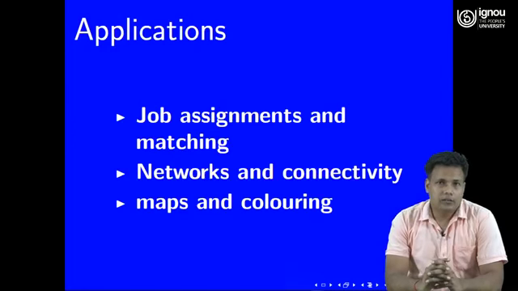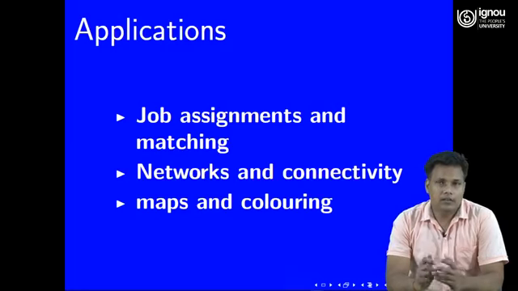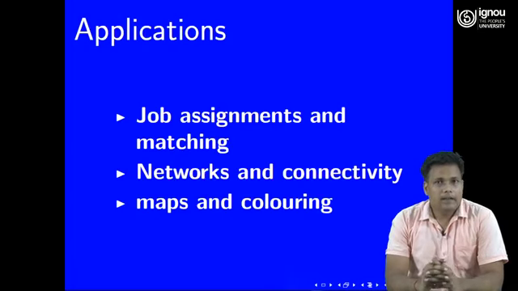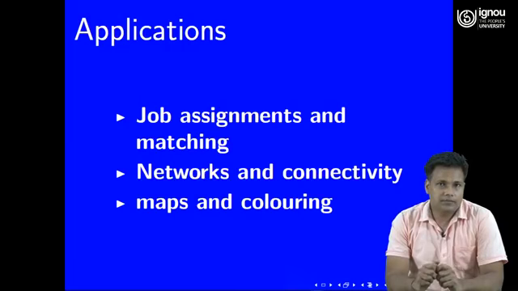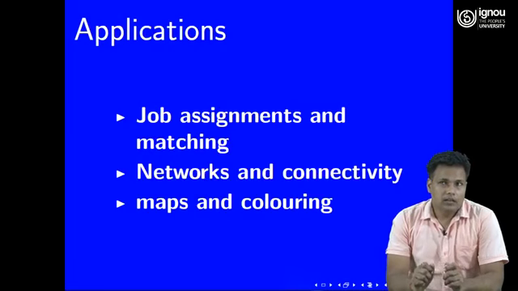And the third problem that is related to graph theory and has a profound impact on graph theory is maps and coloring, the map coloring problem. You see any map of any state or any country, or even of the world, you find that the map uses at most 4 colors. So why is it the case?